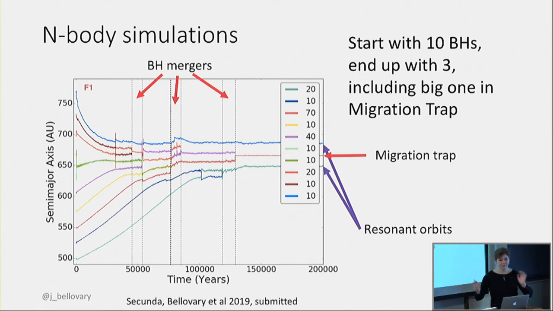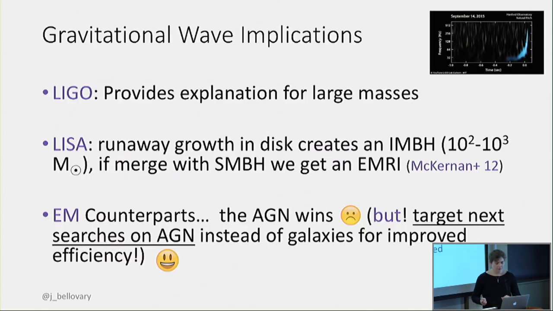There's a whole bunch of physics here that hasn't been included yet, but we're trying to include it step by step just to work out this neat idea and see if it is a really good way to explain some of the LIGO black holes. So the implications for gravitational waves. If this is a channel, whether it's a primary channel or a secondary channel, who knows how common this is, but if it is a channel for black hole mergers, it can explain a lot of the extra large masses that LIGO has seen.